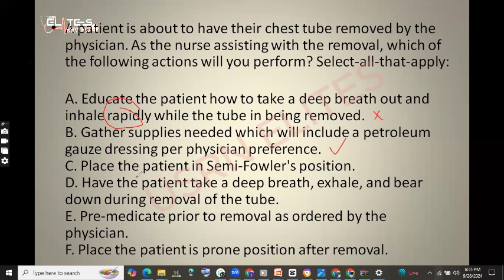But when we appreciate the rationale, I think it will make sense. Remember the rationale we just gave: we don't want air to enter into the pleural space. So don't think of anything porous. When you understand what you want to do, you can relate and do the right thing. Let's go to option C.